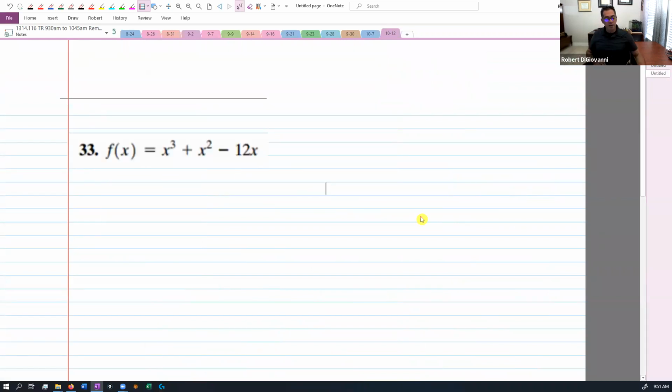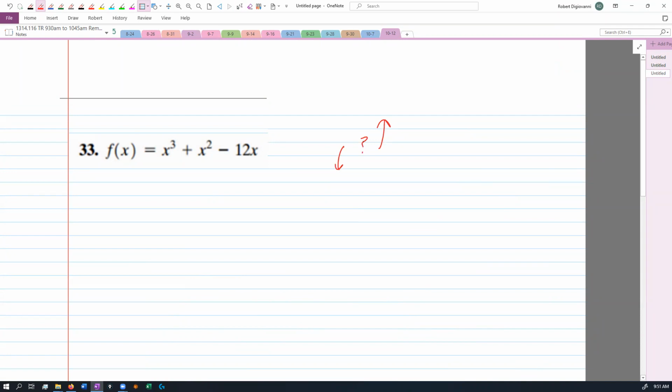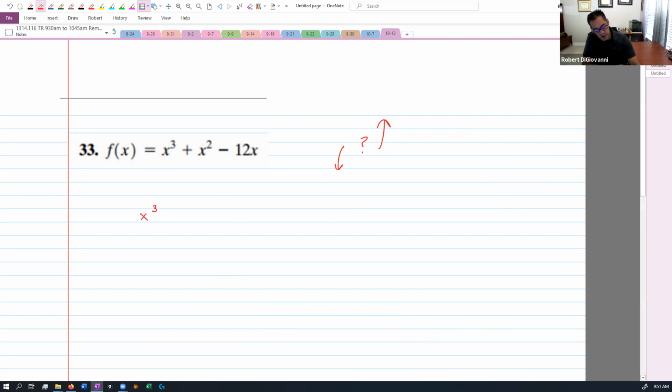Okay, so if we're going to do this, I'll move a little quickly. It goes down and up. In the middle, we don't know. So degree is odd, leading coefficient is 1. The hard part: set it equal to 0, right? This is step 2.